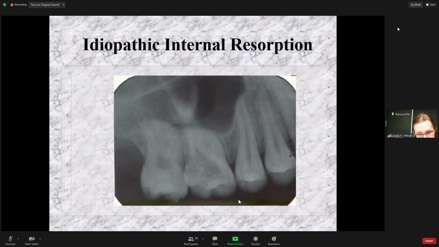Another oral example is what's called idiopathic internal resorption. I mentioned to you sometimes unknown triggers stimulate clast cells. And here's an example where clast cells inside the pulp are stimulated to resorb the tooth from the inside out. This case was suspected to be related to orthodontic tooth movement, but it wasn't definitely proven. So most internal resorption is clumped under idiopathic.